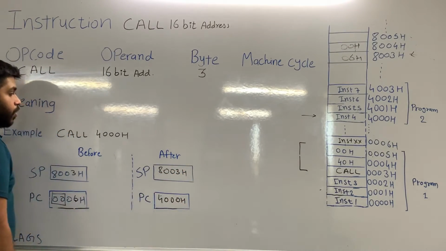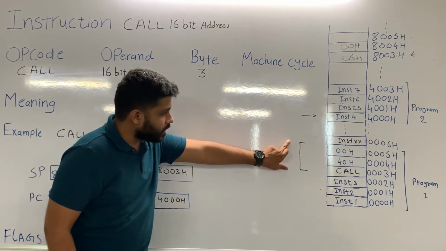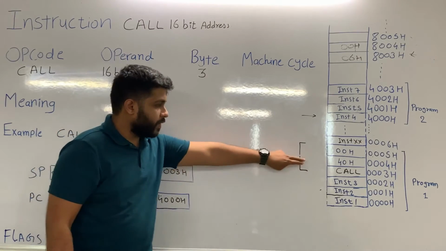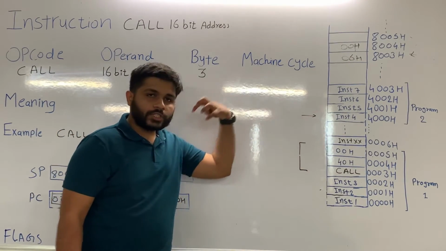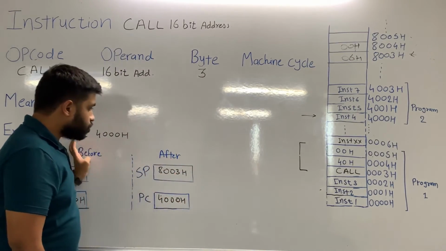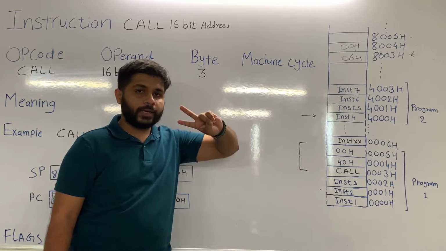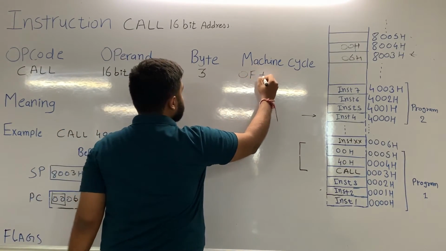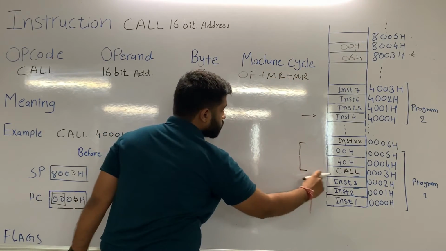8003H. Now what is the machine cycle required? For this instruction, how many processes are done? To fetch the instruction: opcode fetch, memory read and memory read. After the instruction is fetched, the microprocessor is storing data in the stack. And how many times is it storing data? 2 times. So how many machine cycles? Opcode fetch plus memory read plus memory read. This is for this instruction only.